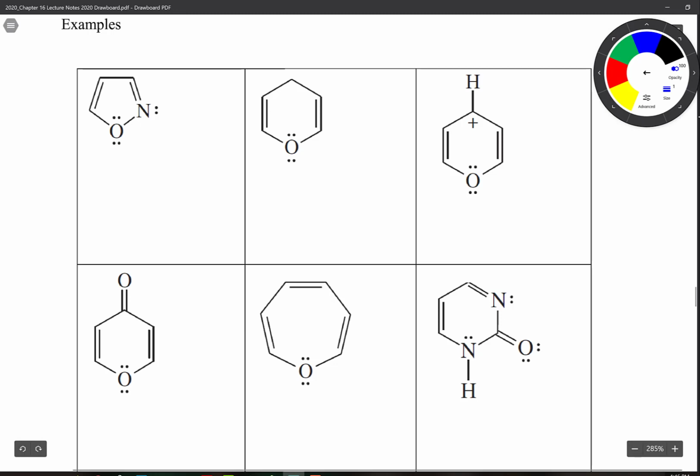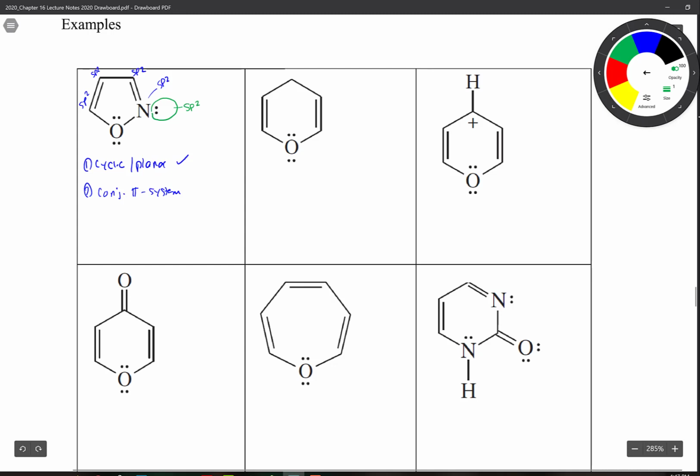So let's look at this first problem here. Number 1, are we cyclic and planar? Probably, right? Definitely cyclic. This is probably going to be flat. What about a conjugated pi system? Well, let's talk about this. We've got sp2, sp2, sp2. So this atom is sp2. Now, by the way, these electrons right here are in an sp2 orbital also.